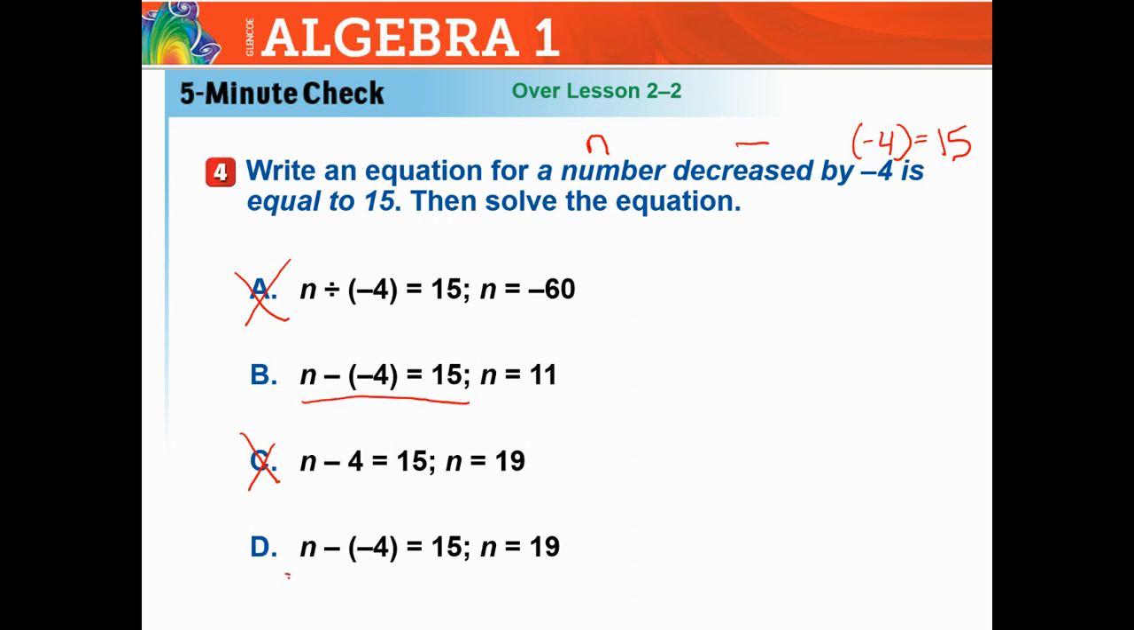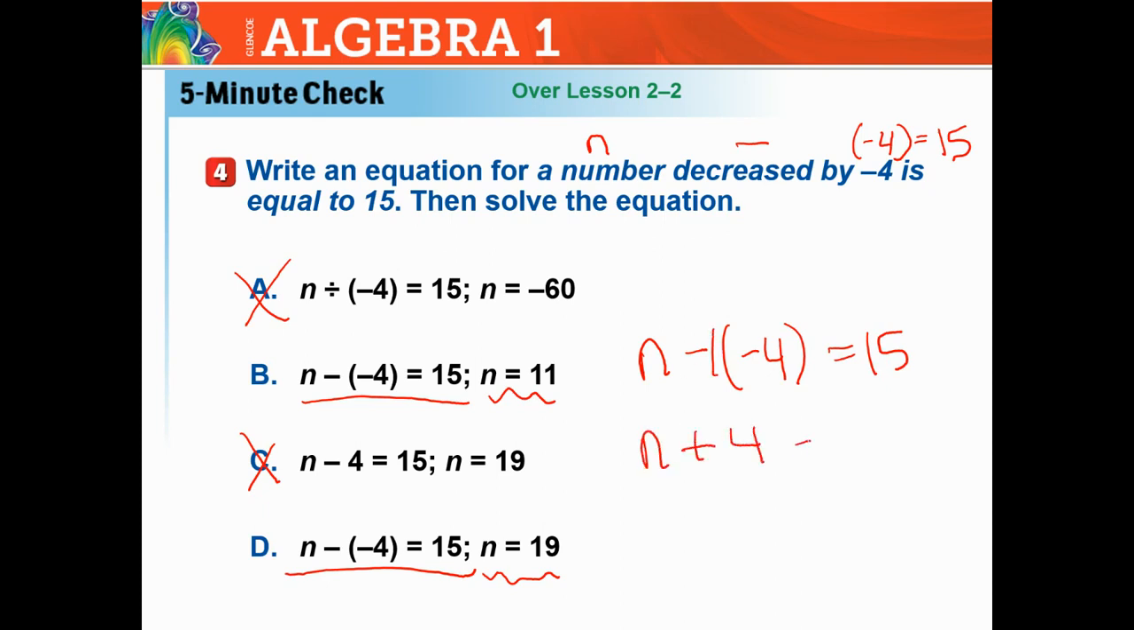So the equations are the same. The only difference is your answer. So when we have n minus a negative 4 equals 15, when I see that minus a negative, that tells me I want n plus 4 equals 15. And so we can think, oh, well, it's 11. So B.